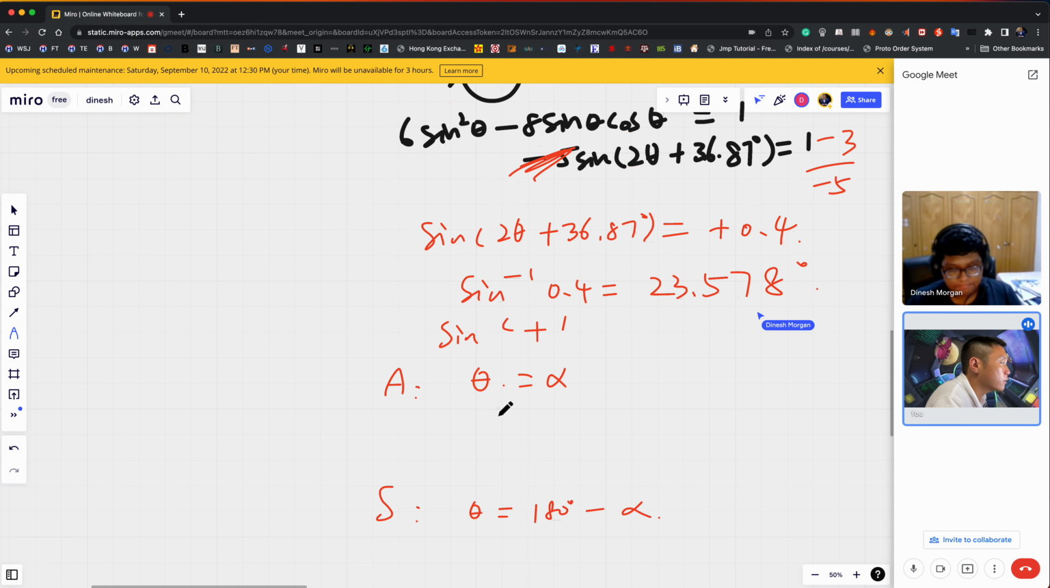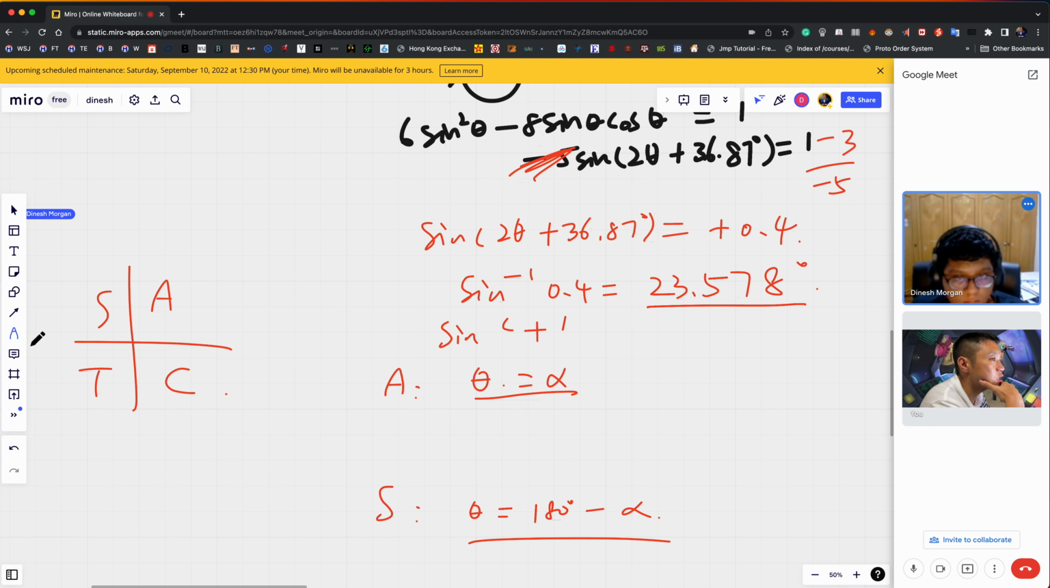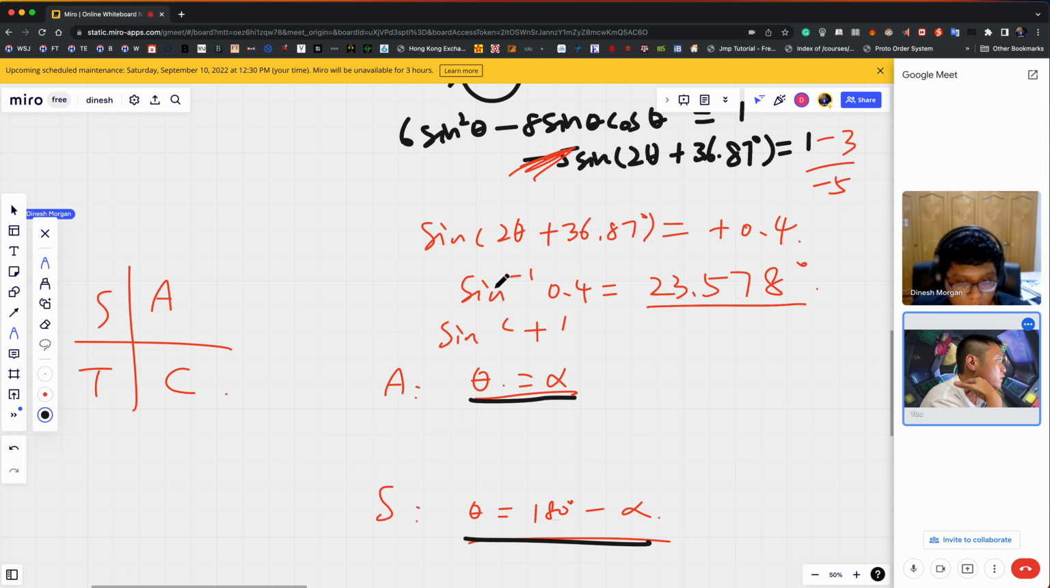Then after that, I need to caution you here. Your 23.578 is actually alpha. My theta here and the theta here are different. This formula comes from the 4 quadrants, All Science Teachers, and over here the theta is another theta. So don't get confused with the theta in the formula and the theta given in the question.